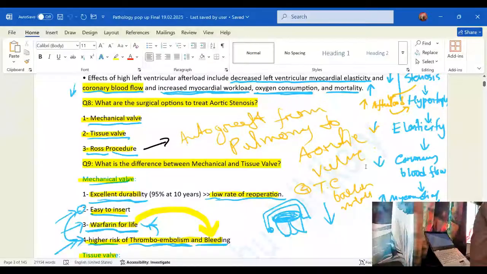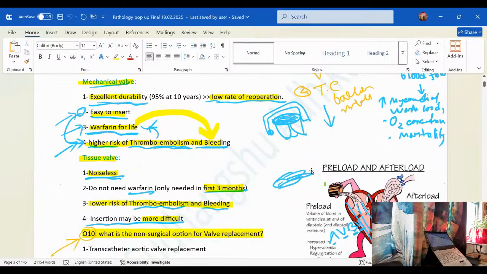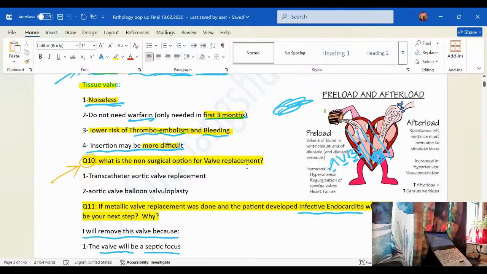Mechanical valve replacement, tissue valve replacement, and Ross procedure. Mechanical valve is easy to insert. It has excellent durability, but it makes some noise and increases the risk of bleeding and thromboembolic tendency. So the patient has to take warfarin for the whole life. And tissue valve is noiseless. It may be difficult to insert, but it has a low risk of thromboembolism and bleeding.